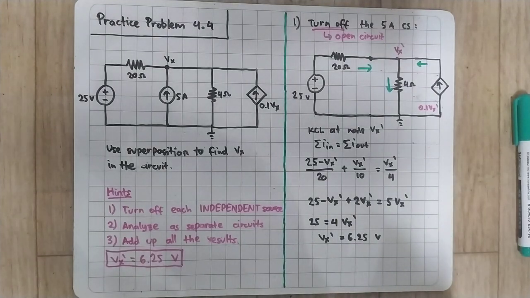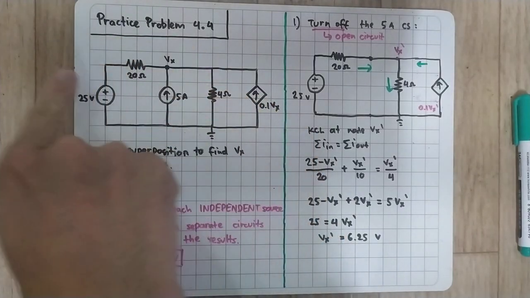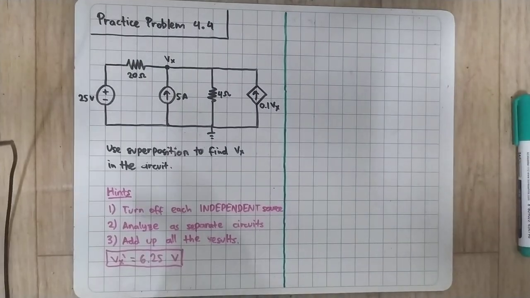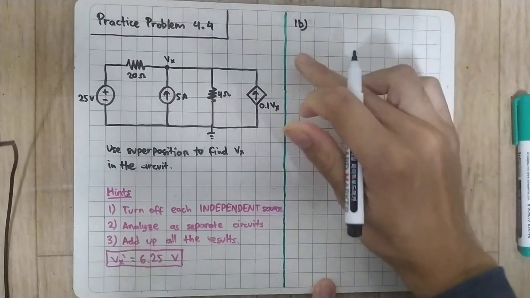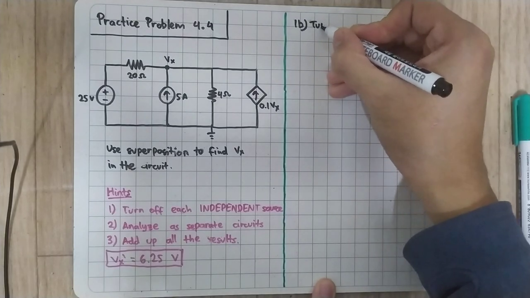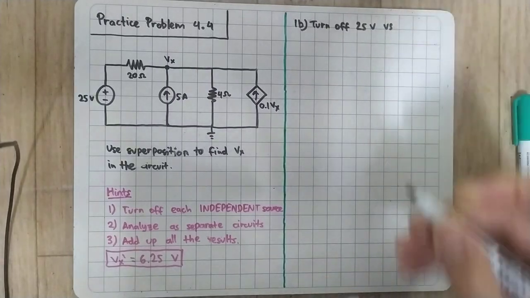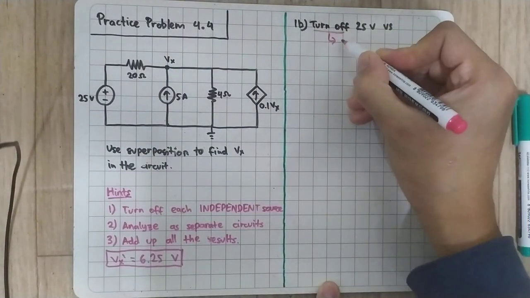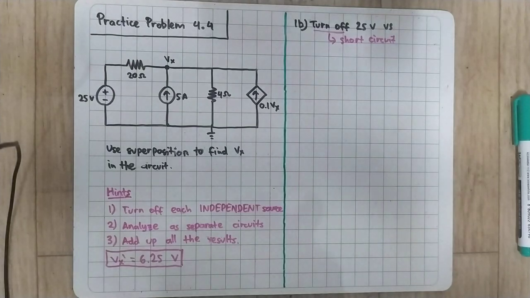And then the second step is we need to turn off this voltage source, and turning off a voltage source means replacing it by a short circuit. Okay, this part is done, so I will erase this. Okay, let's do the same steps, but for part B. Let's turn off the voltage source. So turn off the 25 volt voltage source, and turning off a voltage source means that it is replaced with a short circuit. I will draw the circuit with the voltage source replaced by a short circuit.